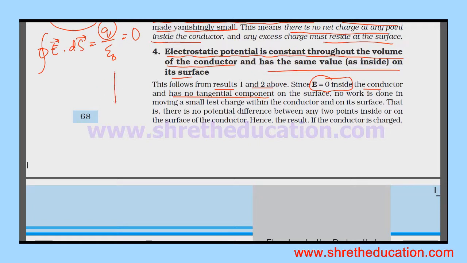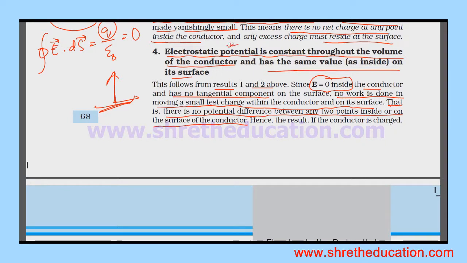The electrostatic field is normal to the surface, with no tangential component, so no work is done in moving a small test charge within the conductor and on its surface. That is, in electrostatics there is no potential difference between any two points inside or on the surface of the conductor.